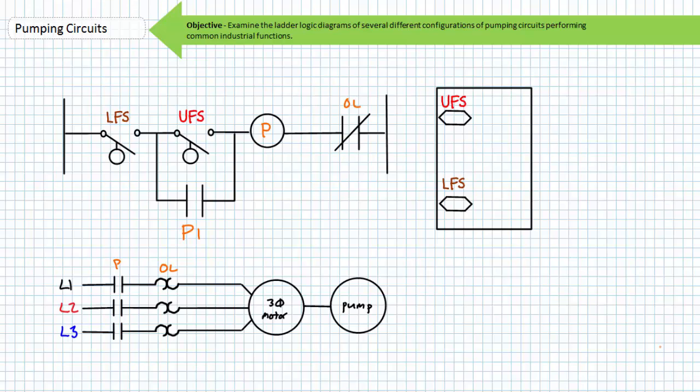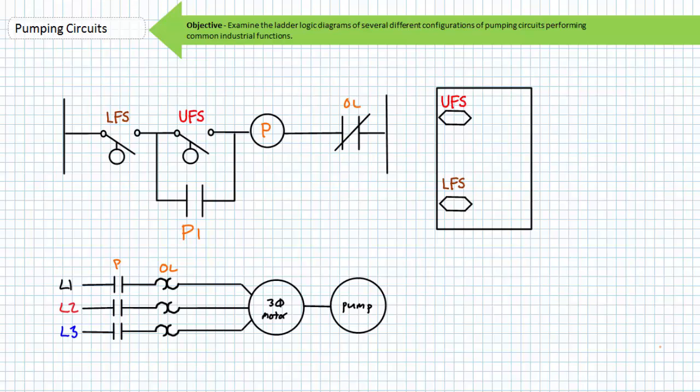This system incorporates two float switches: the lower float switch, LFS, in the bottom region of the tank, and the upper float switch, UFS, in the top region of the tank. The volume of space between the two float switches represents the quantity of liquid that is to be pumped out. Let's assume for this application that fluid stops entering the tank when the upper float switch is triggered.